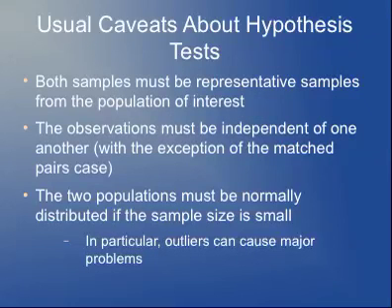And caveats about hypothesis tests that we've been over before. Same sort of thing as in the one-sample case. You need both samples to be representative of the population of interest. If your samples are biased, then your test results are going to be invalid no matter what. The observations should be independent, with the exception of the matched pairs test, in which case the two items in each matched pair are not going to be independent. And if your sample size is small, they should be approximately normally distributed.